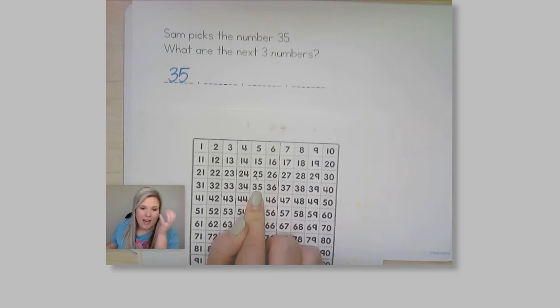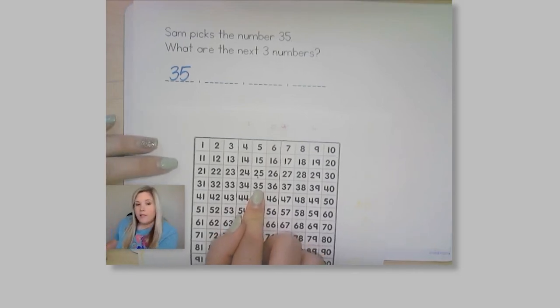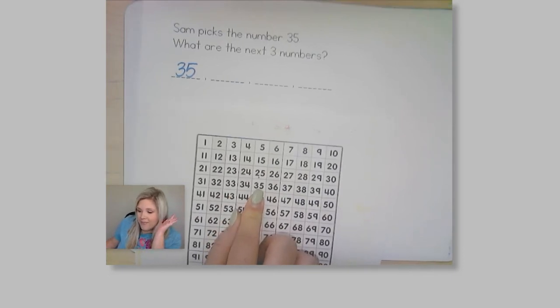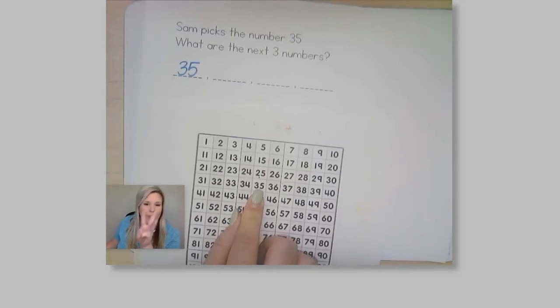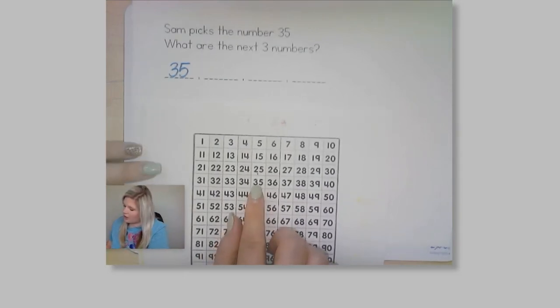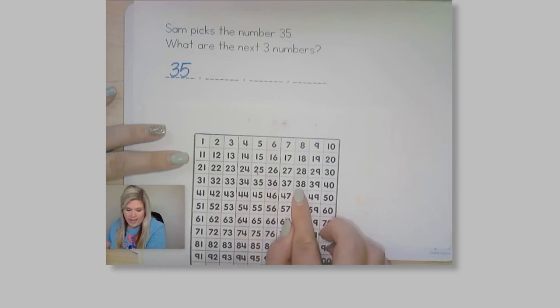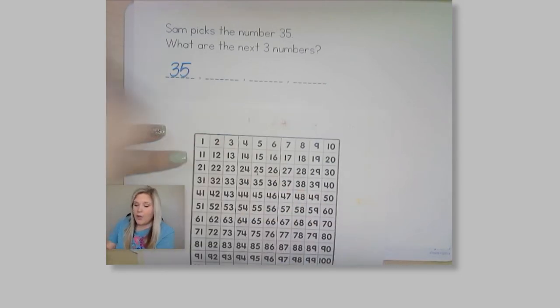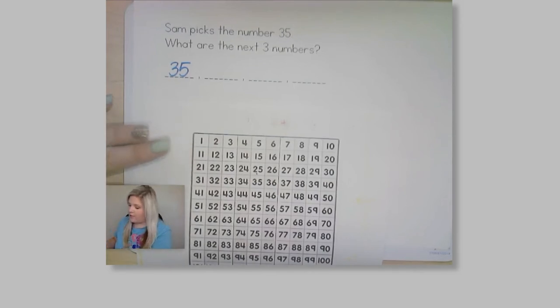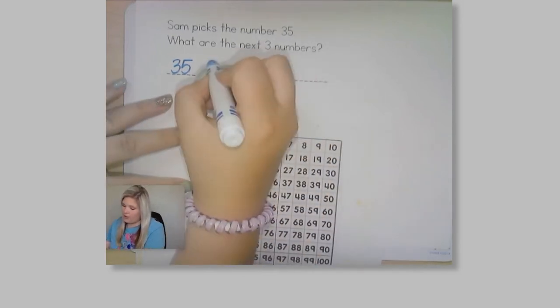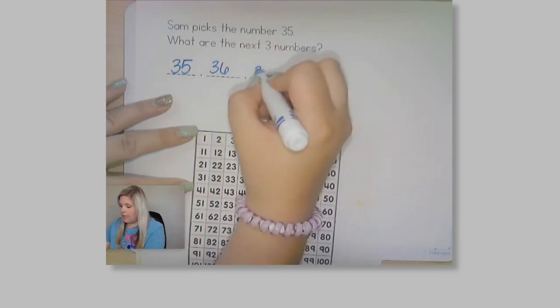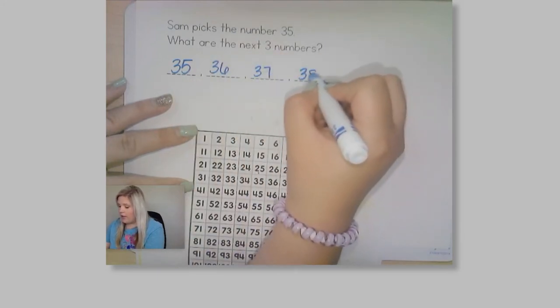Right, I am ready to begin counting on now that I've found the number 35 on my 120 chart. Let's do that together. And we're trying to find what? The next three numbers. 35, 36, 37, 38. Great. So our next three numbers are 36, 37, 38.